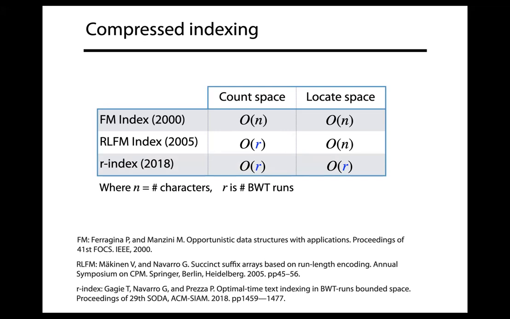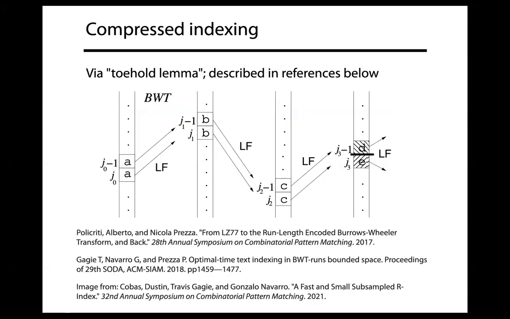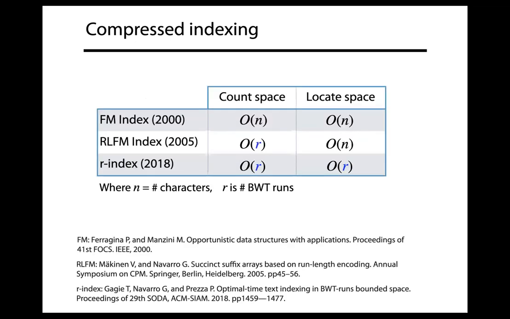Okay, so the R-index finally closed the locate space problem and was able to solve the locate problem also in big O of R space. This part, admittedly, I really am going to kind of skip. I'll show you one picture. That picture is from the third reference here. It uses something called the toehold lemma, which was first described in 2017, and then it was adapted for this purpose in 2018. Pardon me, I'm really just going to skip this part. Sorry about that. But anyway, this is how they were able to achieve big O of R locate queries.